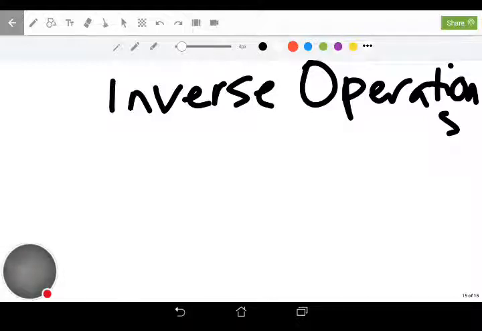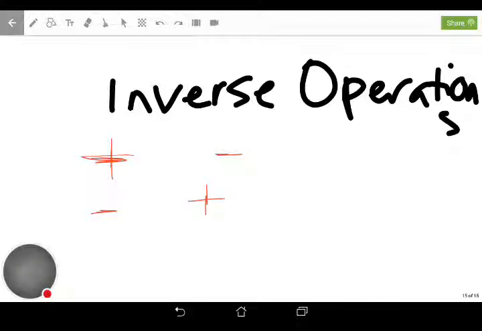So the opposite of addition is subtraction. The opposite of multiplication is division, and they're the inverses of each other. So maybe it's worth taking a note of this. The opposite of add is subtract. The opposite of subtract is add. The opposite of times is divide, and vice versa. The opposite of divide is times. So if you just want to make a note of that before we move on to solving equations. So these are the inverse operations.